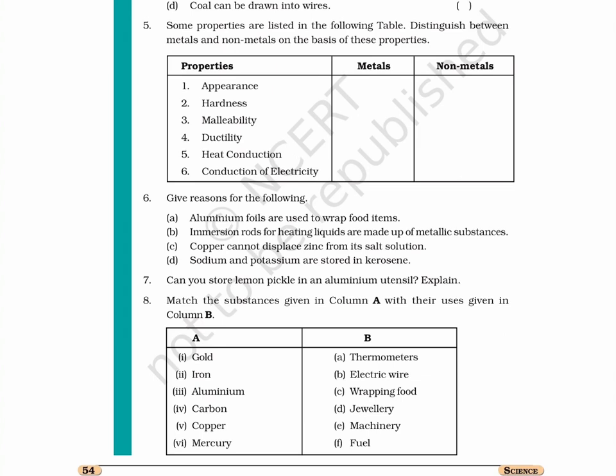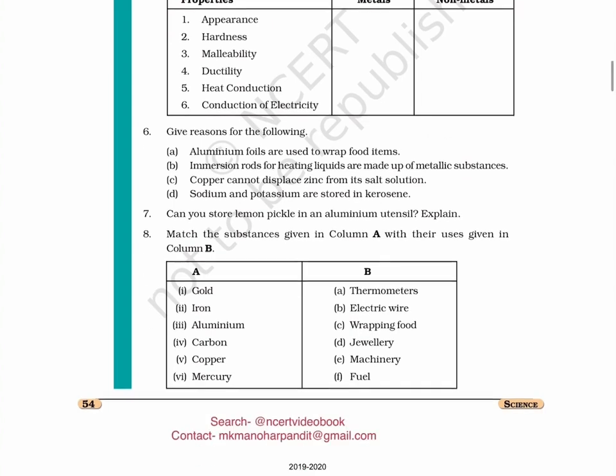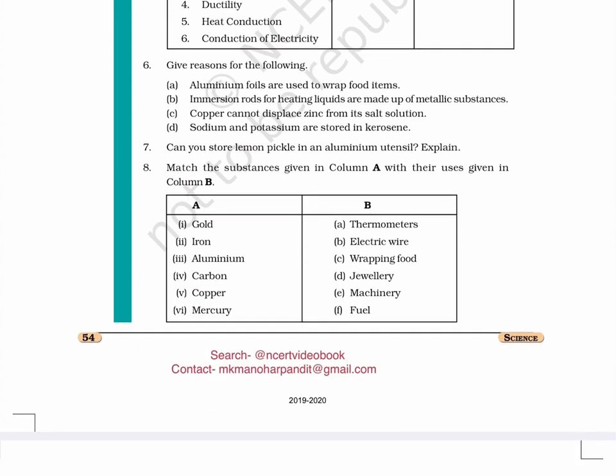6. Give reasons for the following. A. Aluminium foils are used to wrap food items. B. Immersion rods for heating liquids are made up of metallic substances. C. Copper cannot displace zinc from its salt solution. D. Sodium and potassium are stored in kerosene. 7. Can you store lemon pickle in an aluminium utensil?